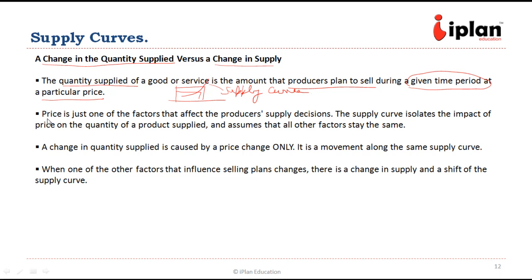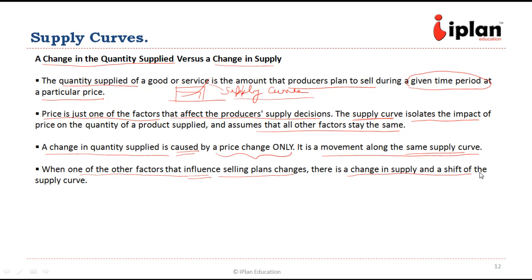As we know, price is just one of the factors that affect the supply decision. So this supply curve is basically isolating the impact of everything else because we are assuming that is constant. So all other factors are the same. We are only noticing the impact of price on the quantity supplied while we are talking about a single supply curve. So a change in quantity supplied is caused by a price change only, a movement along the same supply curve. But when one of the factors that is influencing the selling plans changes, the supply curve shifts. There is a change in supply itself.